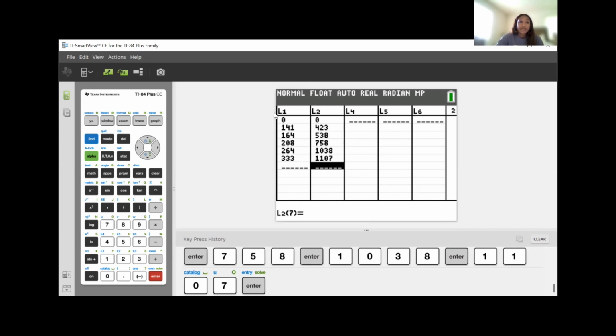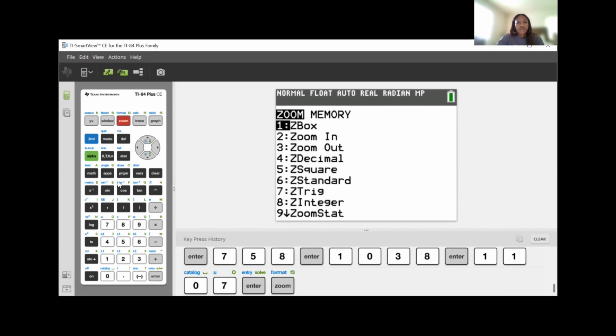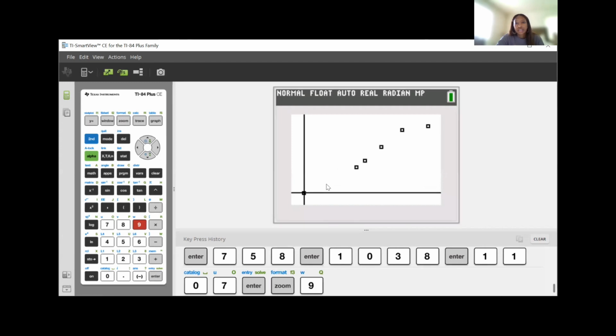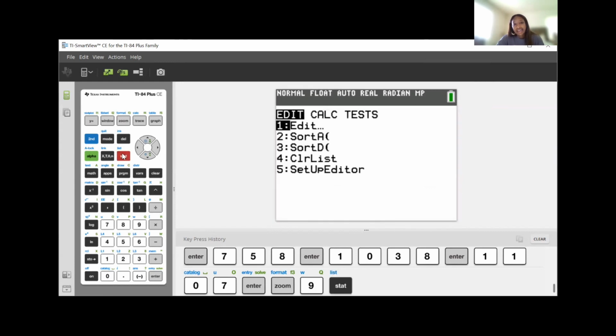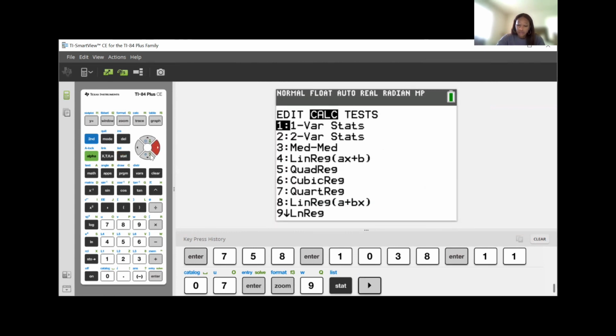If you want to look at the scatter plot, we can, but we're not asked to, but let's just do it. We can go zoom, stat, and we should see the scatter plot. It looks like this. And then to find the regression equation, press stat again. Remember, we go over to calculate, use the arrow, and then once under calculate, go down to 4, LinReg.